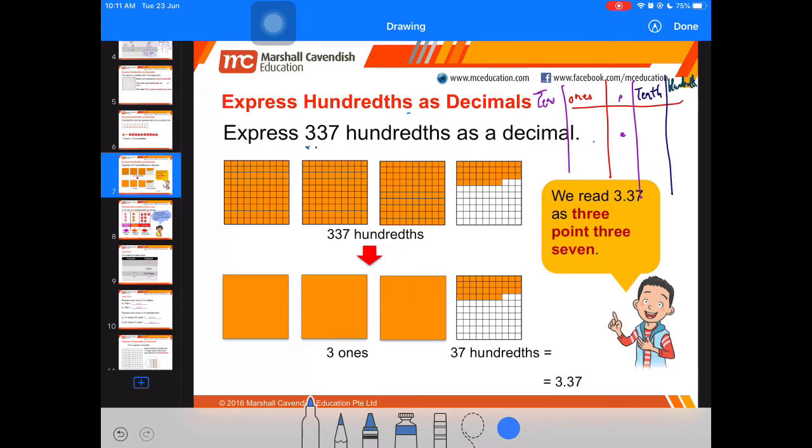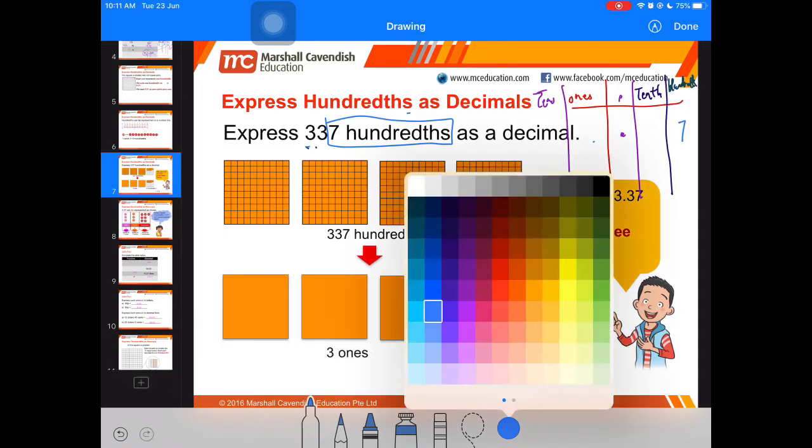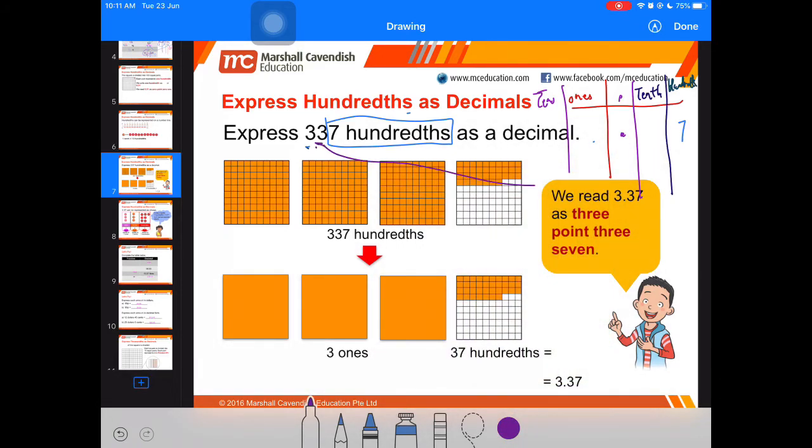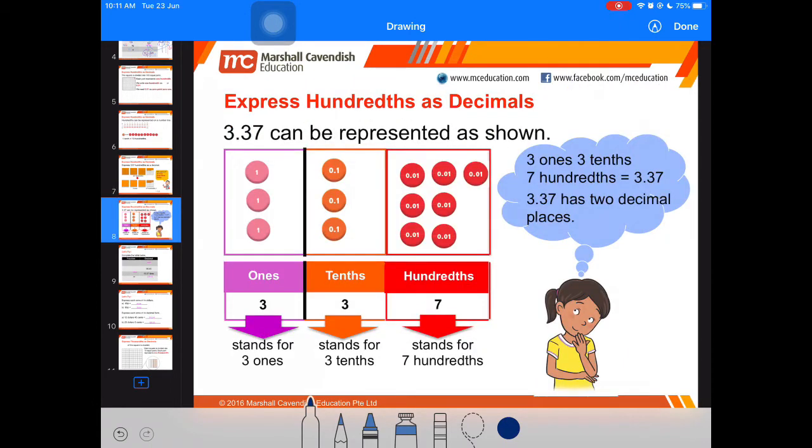So now, let's go. Do you see the 7 hundredths? Okay, 7 hundredths. The next place value will be tenth. This will be tenth. Followed by 3 ones. So it's 3.37. Okay, or you can look at it this way. So see, 3 ones, 3/10, and 7/100. Okay, so it has 2 decimal places.